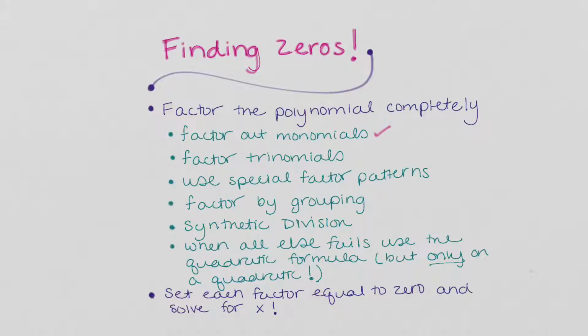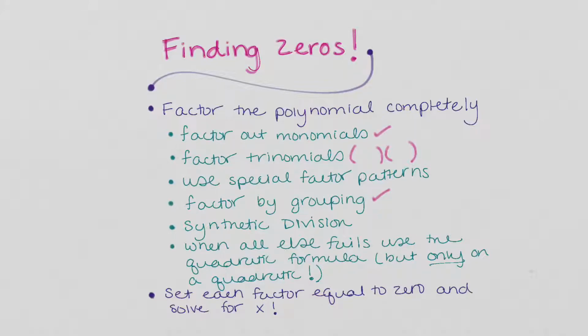If it is a trinomial you're dealing with, you can factor it into two binomials. But if it's not a trinomial, then we're going to have to work with it in a different way. We can check on special factor patterns. Remember, that's difference of squares, sum and difference of cubes. Is it one of those? If that doesn't work, we can try factoring by grouping, which is always lots of fun. And if factoring by grouping doesn't work, then of course synthetic division, which is my personal favorite. And I know that that's true for a lot of you.